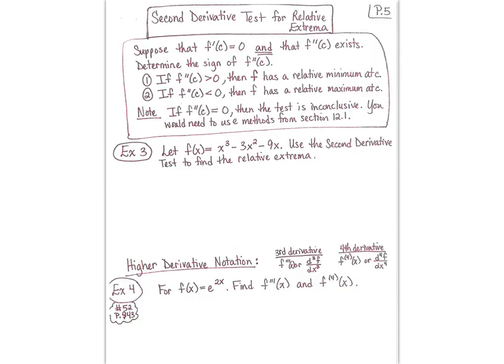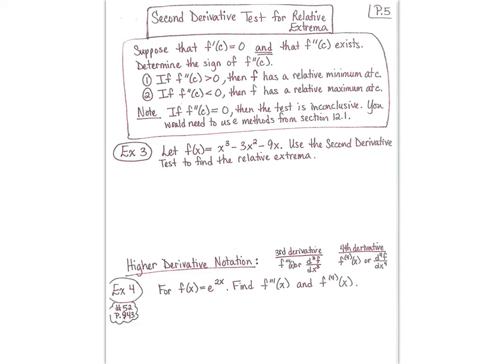Okay, so now that we've learned about second derivatives, there is a second derivative test. The second derivative test gives you another tool in your belt where you can find your relative minimum and your relative maximum. A lot of people don't use this test often. It's just another test that you need to know and know how to use.